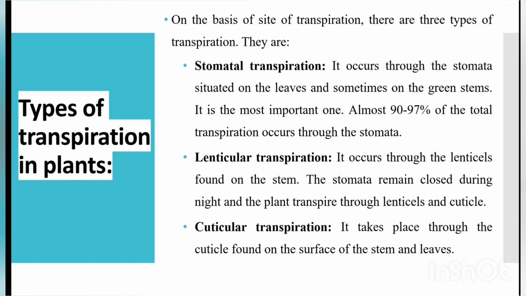On the basis of the site, there are three types of transpiration. One is stomatal transpiration, which occurs through stomata, a special opening on the epidermis. About 90% of transpiration occurs through stomata. Then lenticular transpiration occurs through lenticels of the stem, and cuticular transpiration takes place through the cuticle found on the surface of stem and leaves.